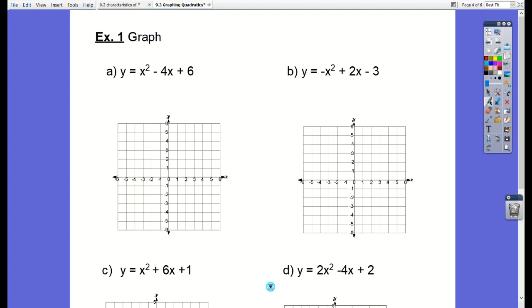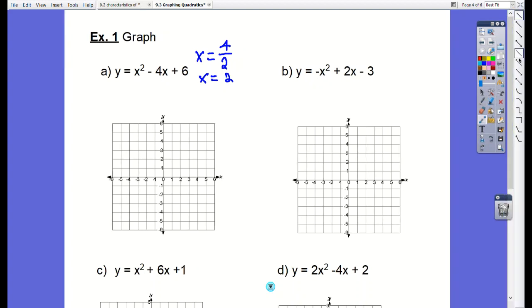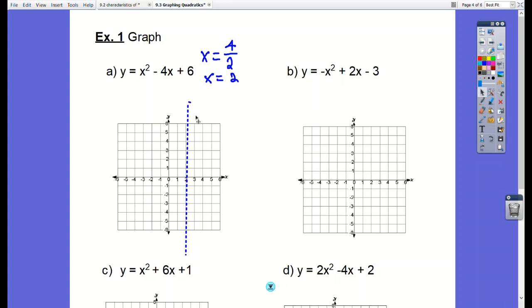Okay, so let's just start working together. Who can give us, just fill in our axis of symmetry equation for us. So we got an x equals, Ryan, what is that? 4 over 2. Okay, so our axis of symmetry is x equals 2. If it helps you, you could actually fill this in right away. So we could even do this at x equals 2, which is right here. There's our axis of symmetry.